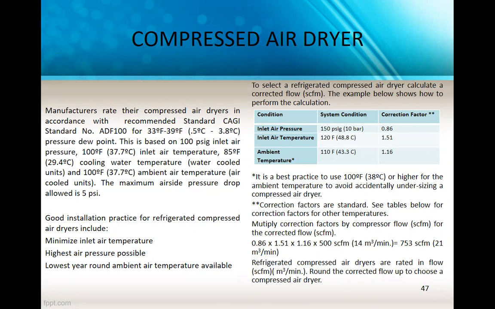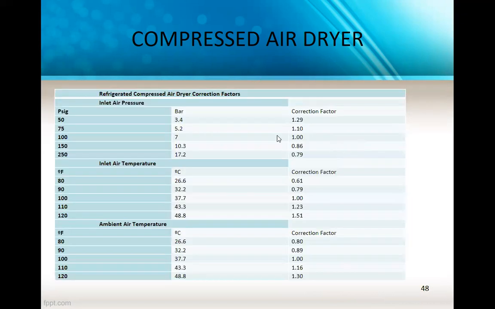In your project, you will see that. In this lecture, you are going toward the equipment. Calculate first, then look it up also against the pressure. So these are the correction factors at a certain pressure. Inlet air pressure, you see 100 is 1.0, which is 7 bar. Inlet air temperature 100 is 1.0, and the rest are different. Ambient air temperature 100, this is 1.0. These are the factors.